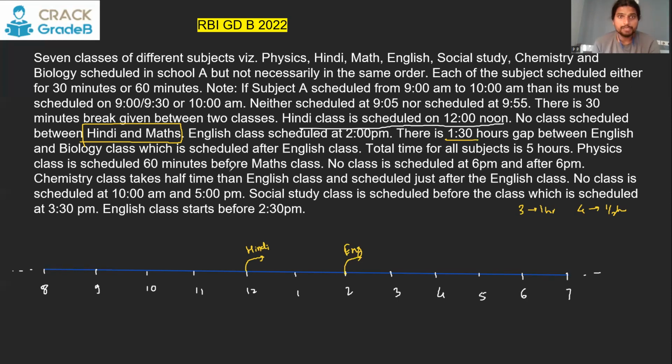Physics class is scheduled 60 minutes before maths class. No class is scheduled at 6 p.m. So at 6 p.m. there is no class scheduled. That means we cannot start any class from 6 o'clock and after 6 p.m.